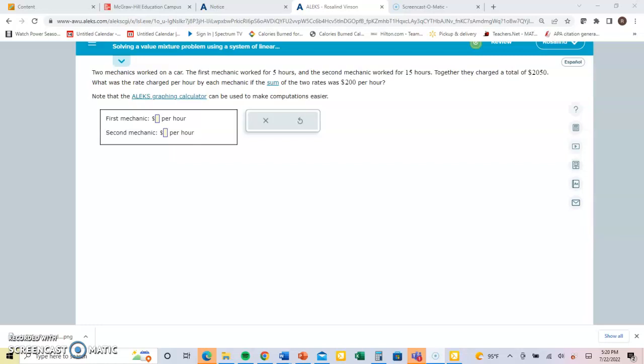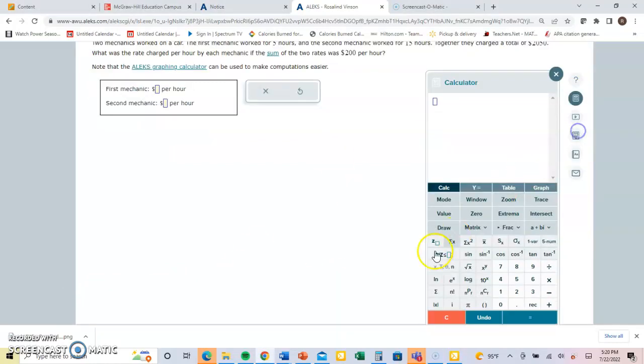For each of those equations, we'll need to solve for Y in order to be able to plug it into our ALEKS calculator, which is located right here. So for X plus Y equal to 200, solving for Y gives us negative X plus 200. Then for 5X plus 15Y equals 2,050, solving for Y gives us Y is equal to negative 5X plus 2,050 divided by 15. So we need to plug both of those into the calculator.